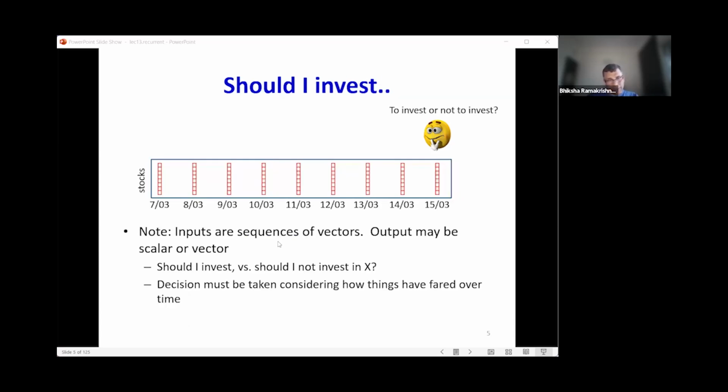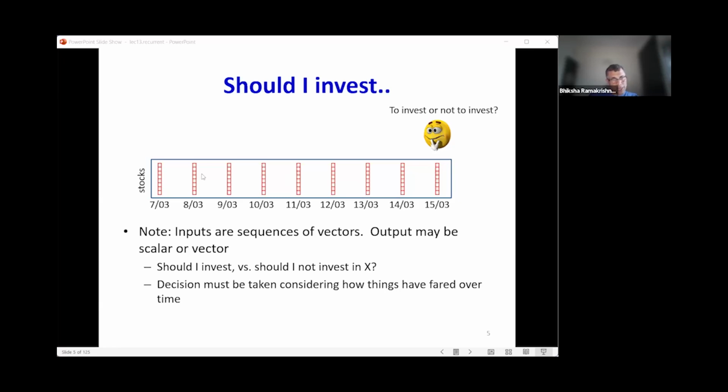Or the stock market. Now, you could analyze the stock market. On each day, you get a vector of stock values or stock indices. And after having analyzed the sequence of stock values with these vectors, you must decide whether it's worth investing in some stock for tomorrow or for the future. And this decision must be taken considering how things have fared over time. So again, you have to analyze a sequence of inputs before taking a decision.